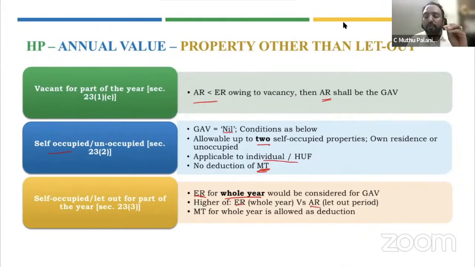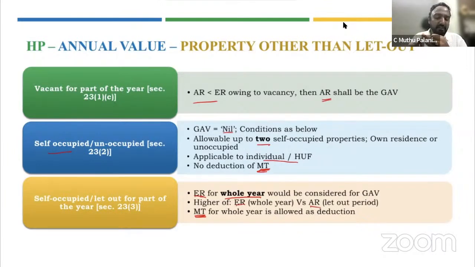If it is let out for 4 months, the actual rent will be for 4 months, but expected rent will be for 12 months. So expected rent or actual rent, whichever is higher, but expected rent is for the full year, whereas your actual rent is only for the period that it's let out. Even though it is only partly let out, the municipal tax can be considered for the whole year. So this is how you calculate in the 3 different scenarios. Vacant, you consider actual rent, even though it is less than expected rent.